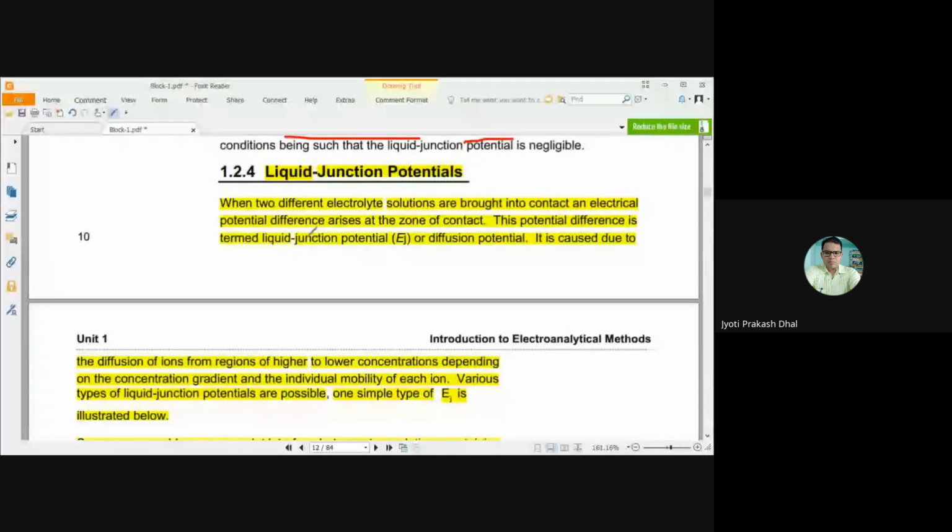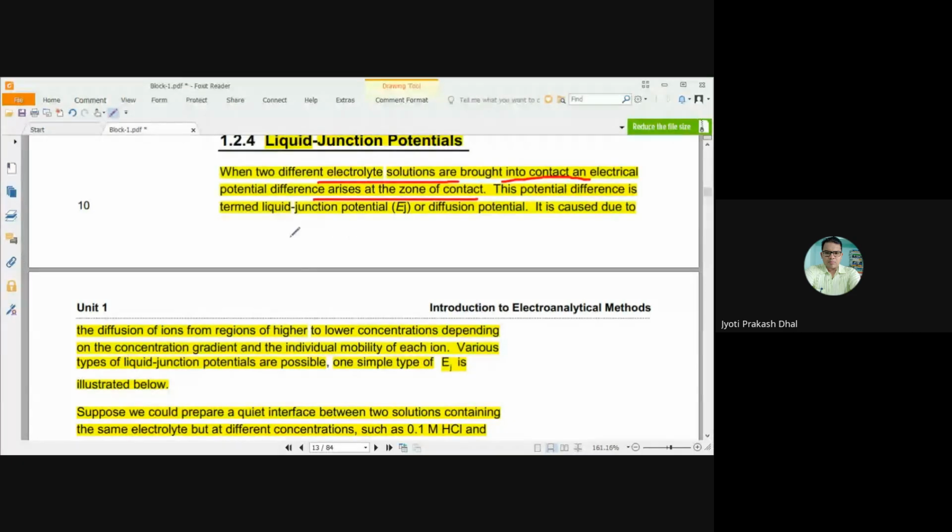After that, we'll discuss the LJP, that is called liquid junction potential. So here, when two different electrolyte solutions are brought into contact, an electrical potential difference arises at the zone of contact. This potential difference is termed as liquid junction potential or diffusion potential, that is called EJ.